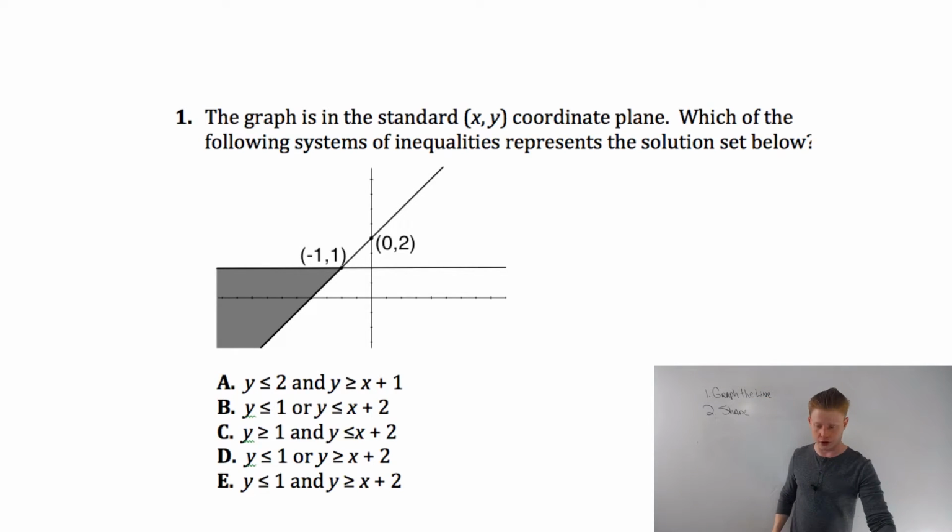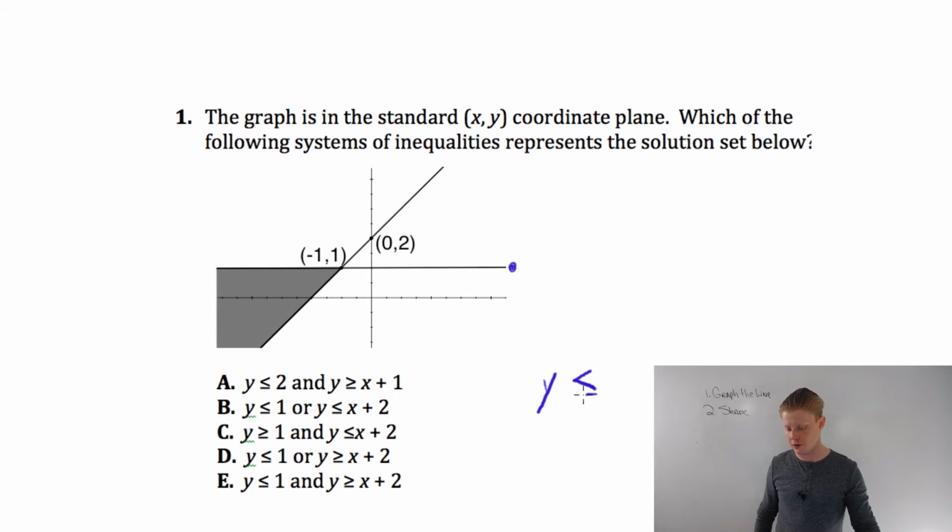Let's start with a horizontal line. So I've got a horizontal line. If you recall, the equation of horizontal lines, which we talked about in the last video, is y equals. The y-intercept is 1, so it's got to be y equals 1. Now let's think about the shading. It's below, so y is less than. So y is less than or equal to 1, because it's a solid line.